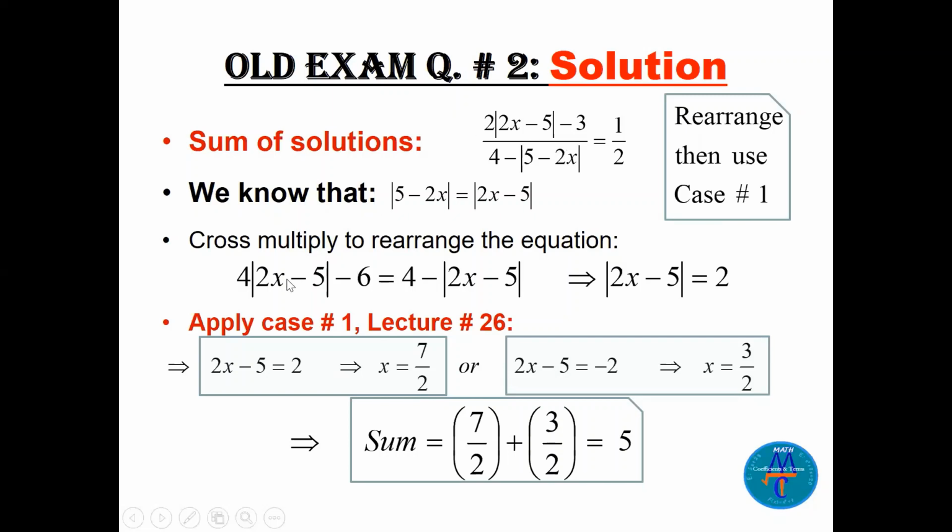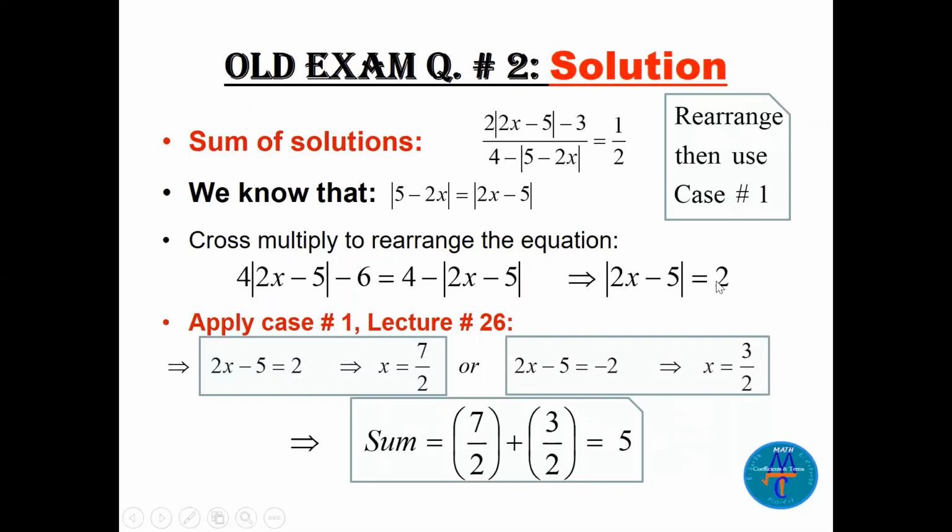So we have 4 times this one, 2x minus 5 minus 6 is equal to 4 minus this one. So I change it all to 2x minus 5. Take this on the other side, becomes 3. And this one, take it on this side. See, minus with the 4 here is 5. Take minus 6 on this, 4 is 10. So we have absolute value of 2x minus 5 is equal to 2.